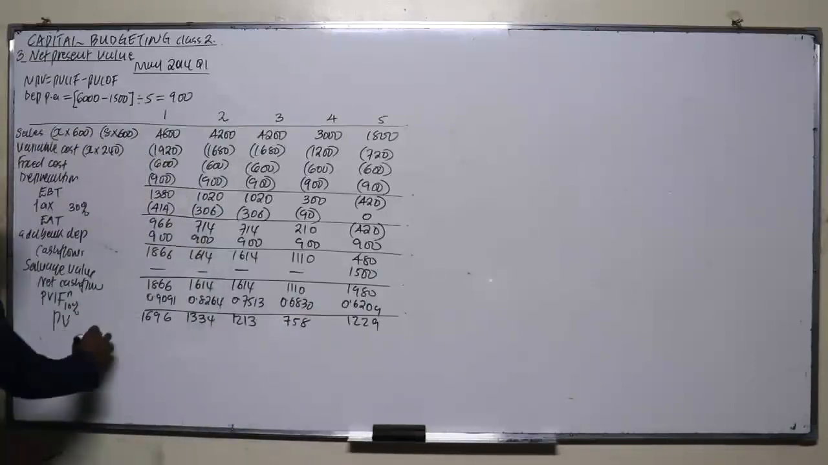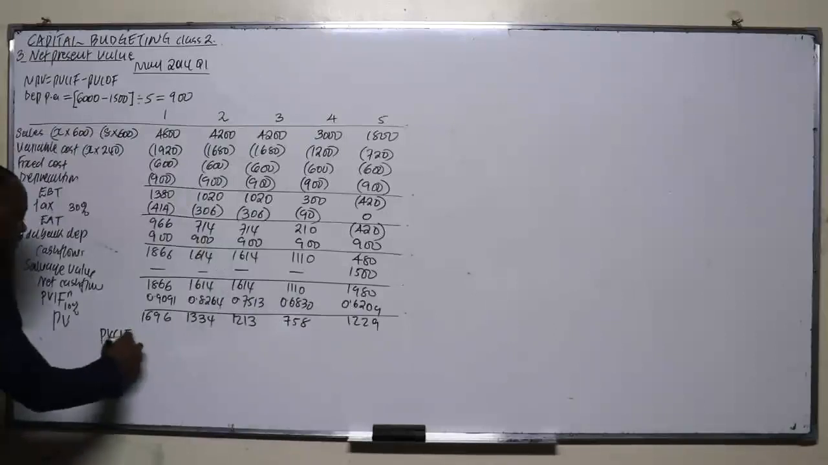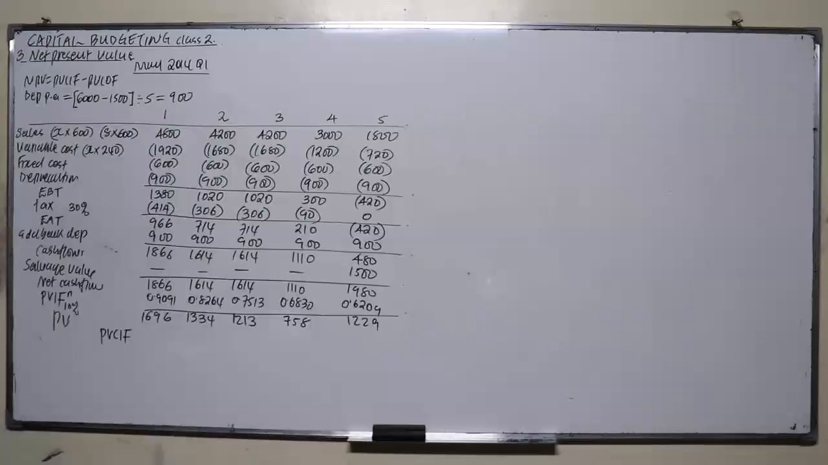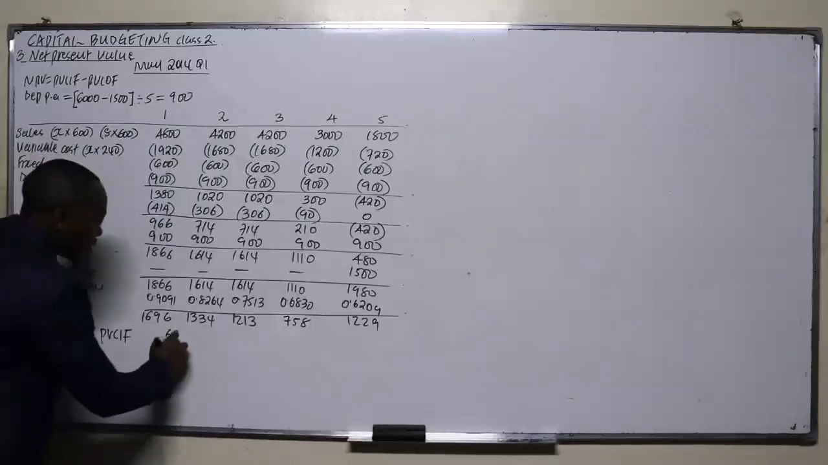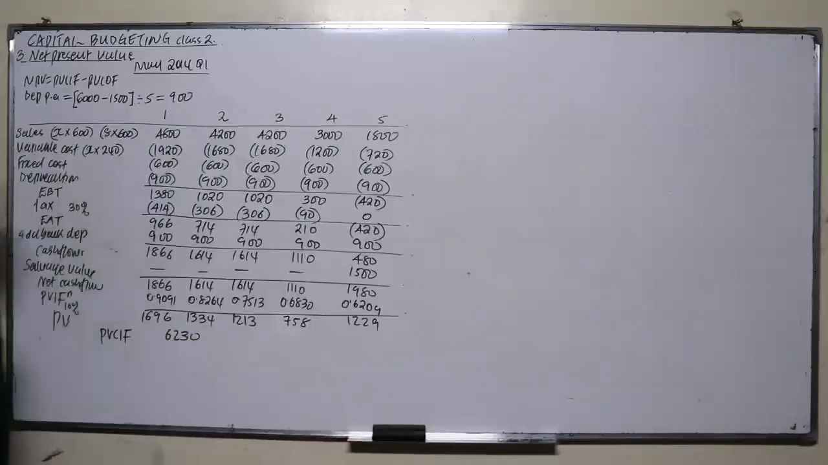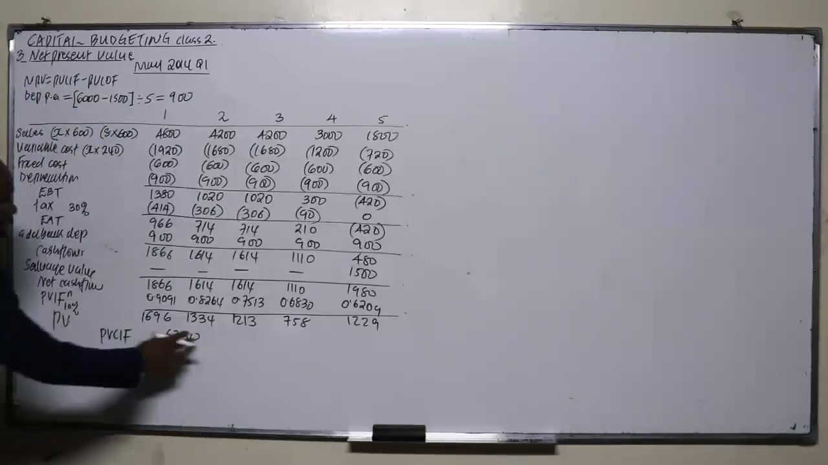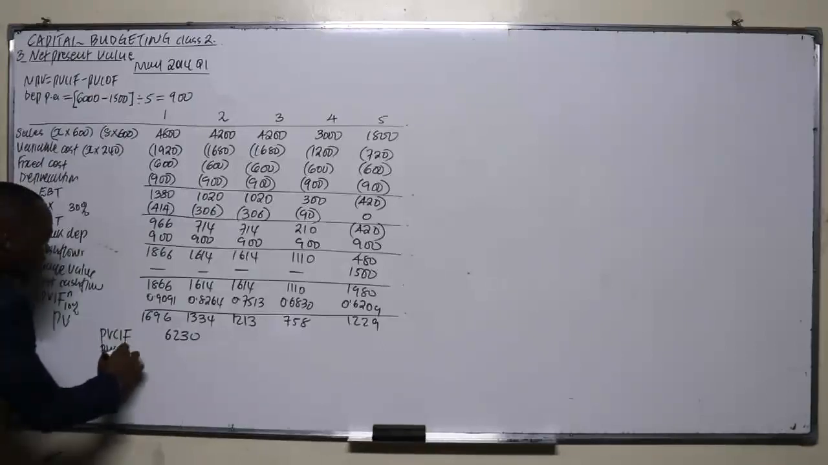So now let's add the total present value so that we get the present value of cash inflows. So add the total present value from year one to year five. So the present value of cash inflow is 6230. Now, the objective was to evaluate using NPV. So, the present value of cash inflow, you subtract the present value of cash outflow.